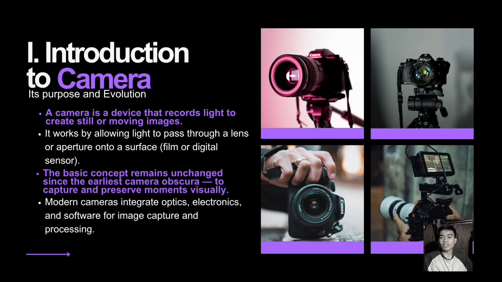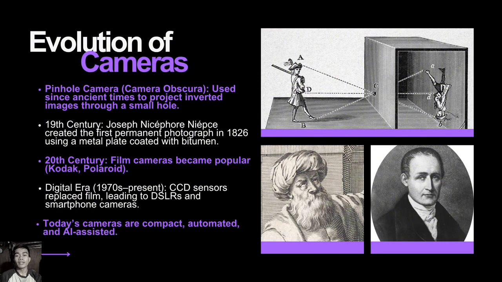Today's cameras, from professional DSLRs to the tiny ones in our smartphones, still follow the same principle. They just use digital sensors instead of film and advanced electronics to store, process, and enhance images. So the basic concept remains unchanged since the earliest camera obscura: to capture and preserve moments visually. Modern cameras integrate optics, electronics, and software for image capture and processing. In short, a camera's purpose is to capture reality through light, a blend of art, science, and technology working together.